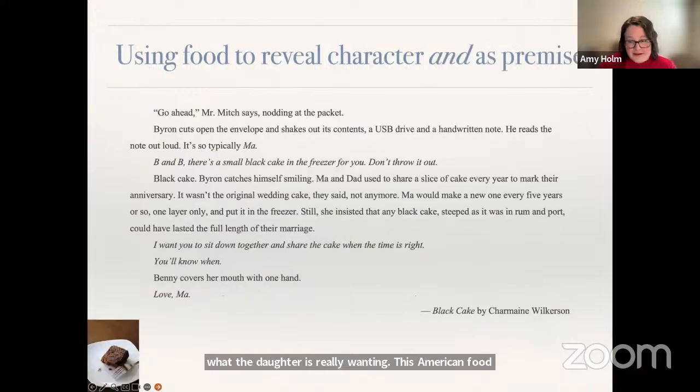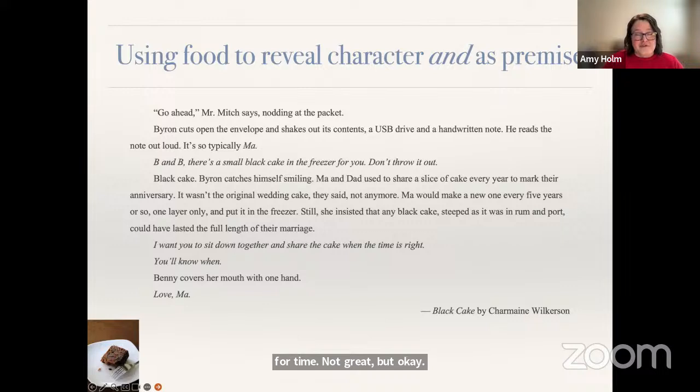All right, my final example. I think we're doing okay here for time. Not great, but okay. Love this book. And in this case, the food reveals character. It's a premise for the book. It illustrates a cultural tradition. It's just really good. In this case, we have a mother who has passed away.